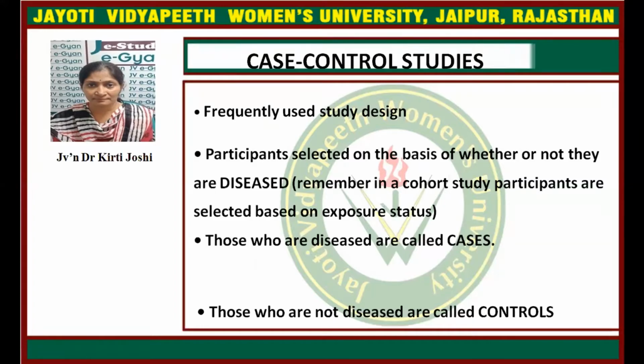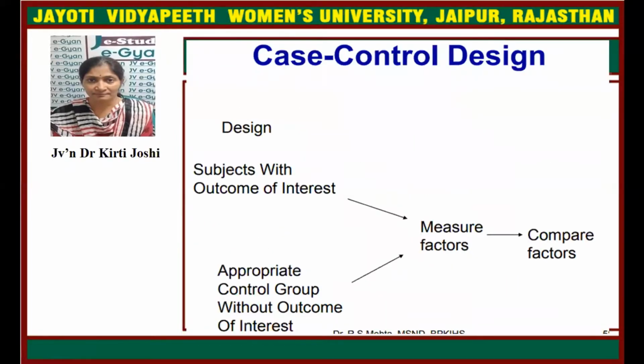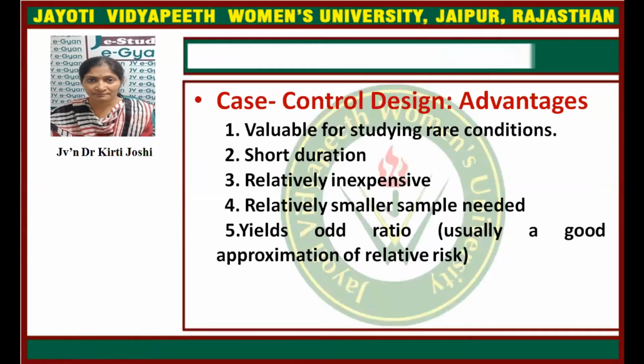Those who are not diseased are called controls. So there are two types of group: subjects with the outcome of interest, and the second one is an appropriate control group without the outcome of interest. They are both measured for factors, and then the factors are compared.